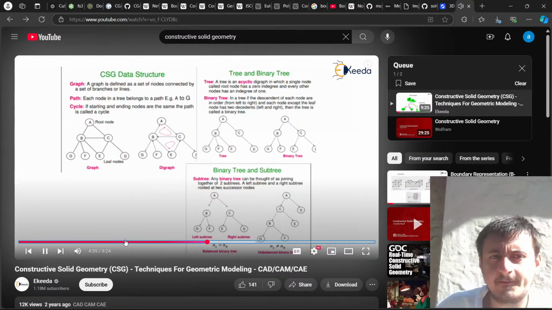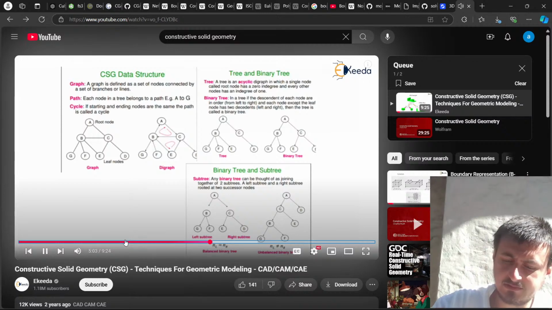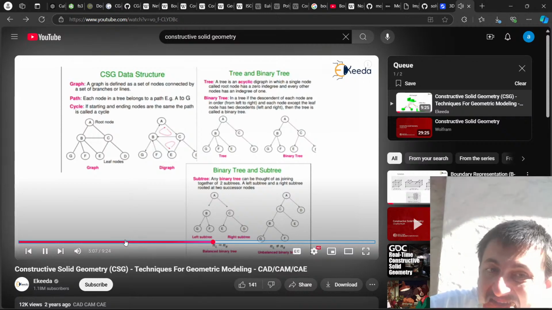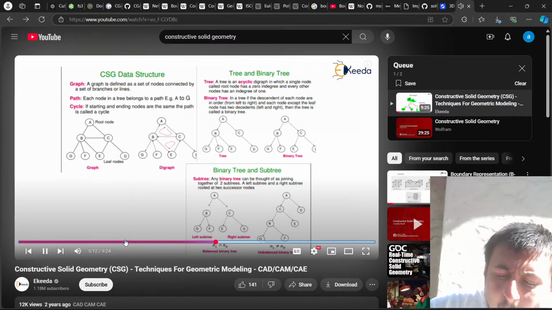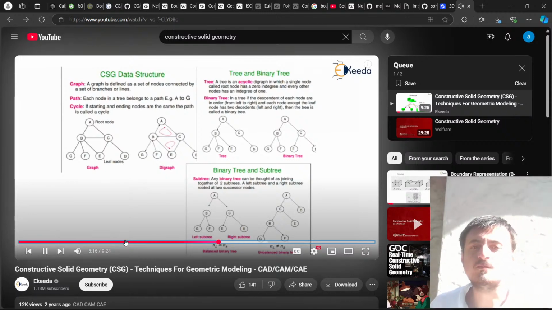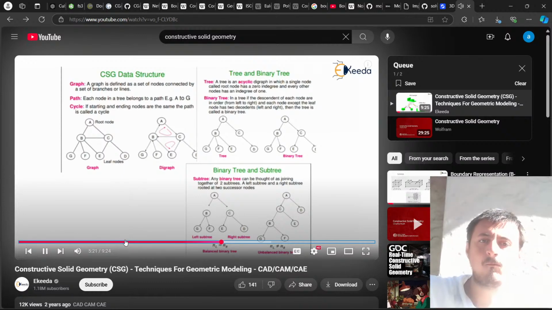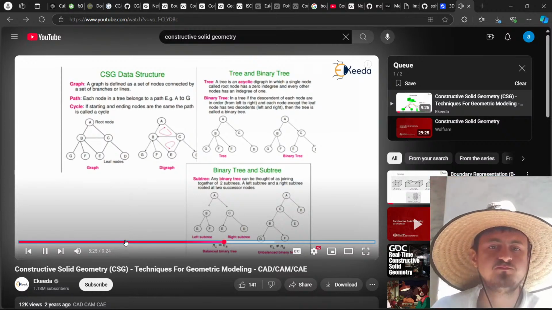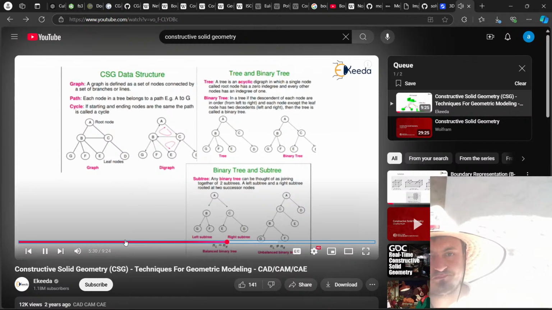Remember, in a CSG tree these are the domains. A, B, C is a cycle, and B, C is one of the cycles. So location and path is defined in a cyclic path. A tree is an acyclic diagram in which a single node called the root node has an in-degree of 0 and every other node has an in-degree of 1. So as shown in the first figure, that is a tree. There are no interconnections between them.